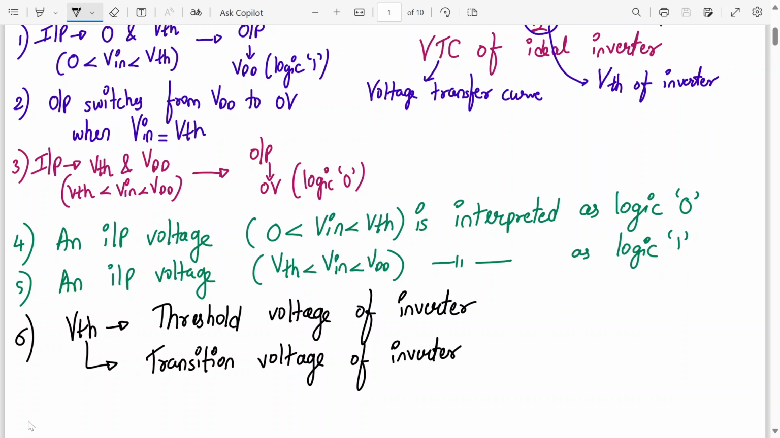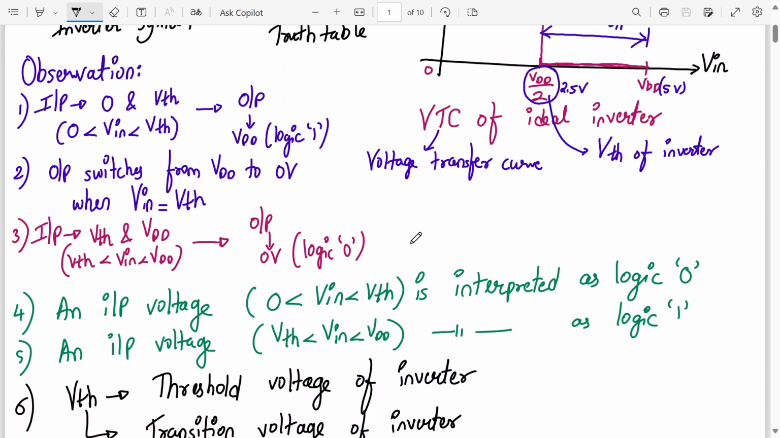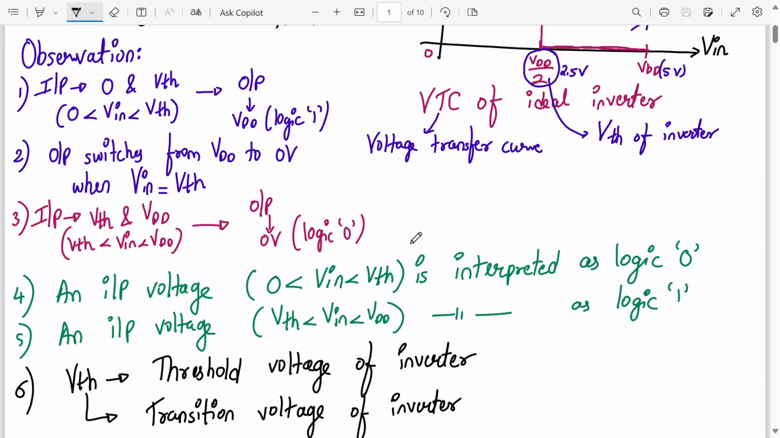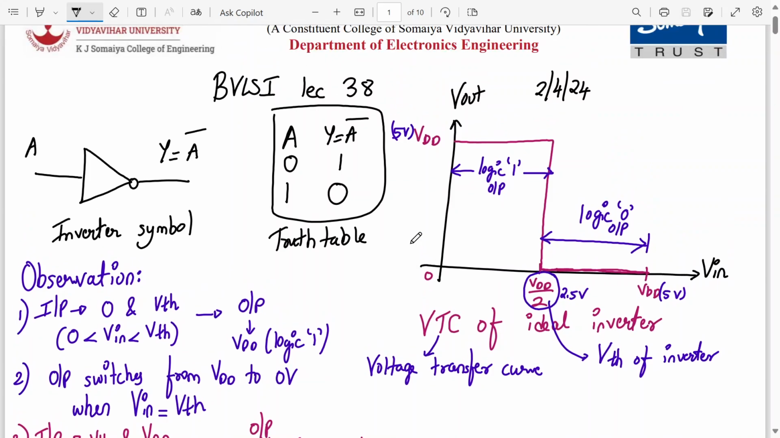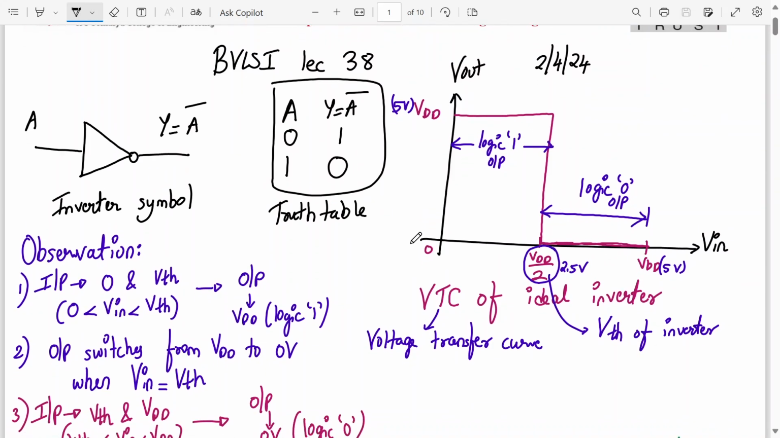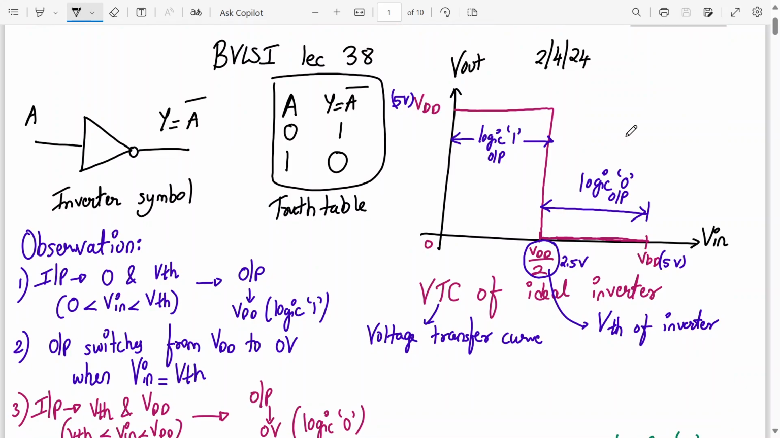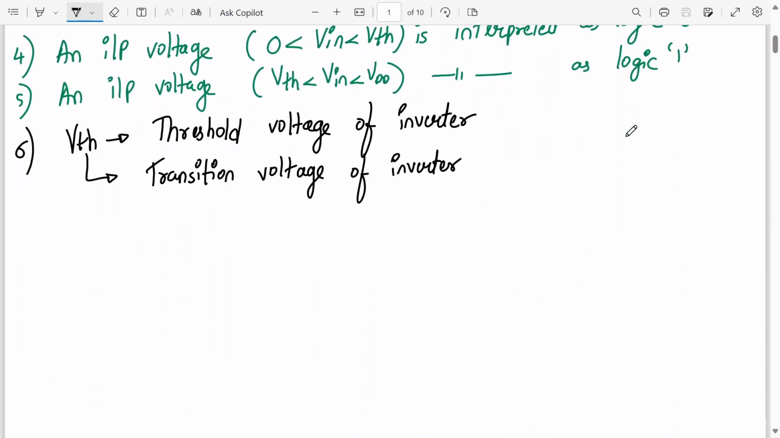So far we have understood there is a VTC curve for an ideal inverter, and all these observations are the interpretations from the curve written. Yeah, this is how a basic inverter should have the characteristics and its observations. So there are 4 levels: input logic 0, input logic 1, output logic 1, output logic 0. Yes or no? Ideally, these are all ideal. Now let's go further.